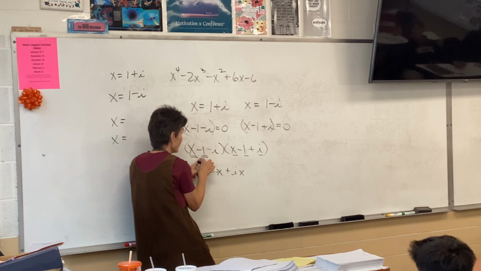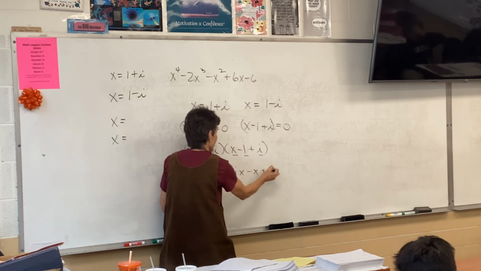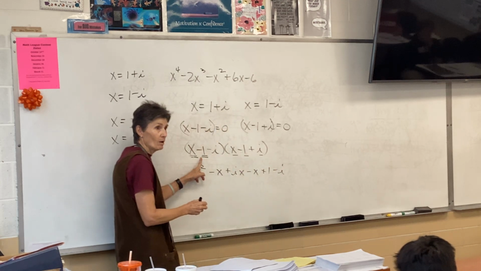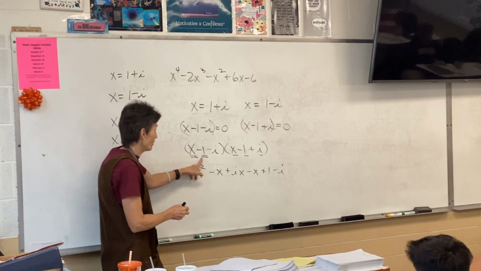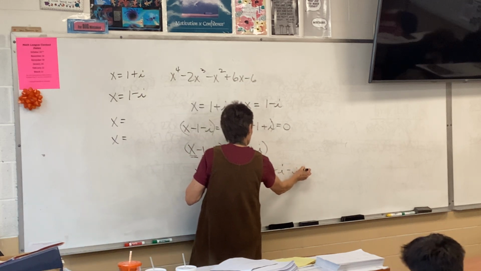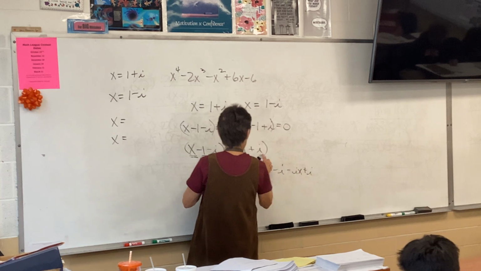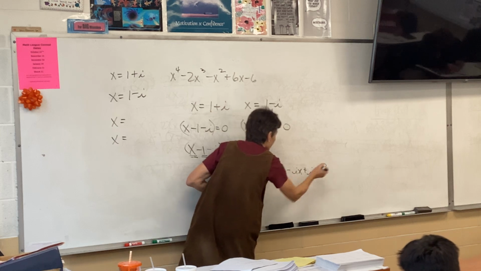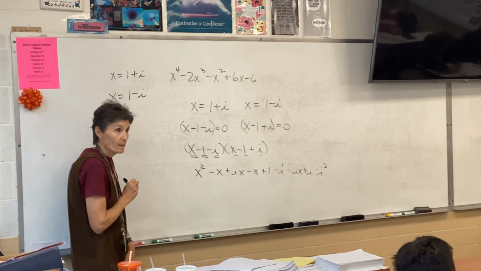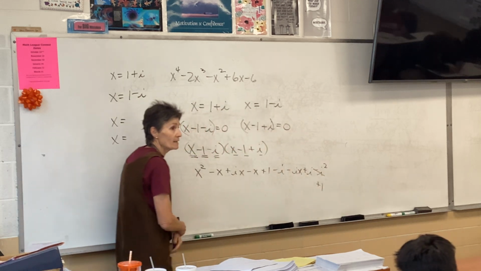Then I'll do the same thing here. So I'm going to take -1 times x, -1 times -1, and -1 times i. Everybody following along? Tedious, but not hard. And then same thing here. So negative, positive i, and minus i squared. i squared is -1, so that makes a +1 on the end.